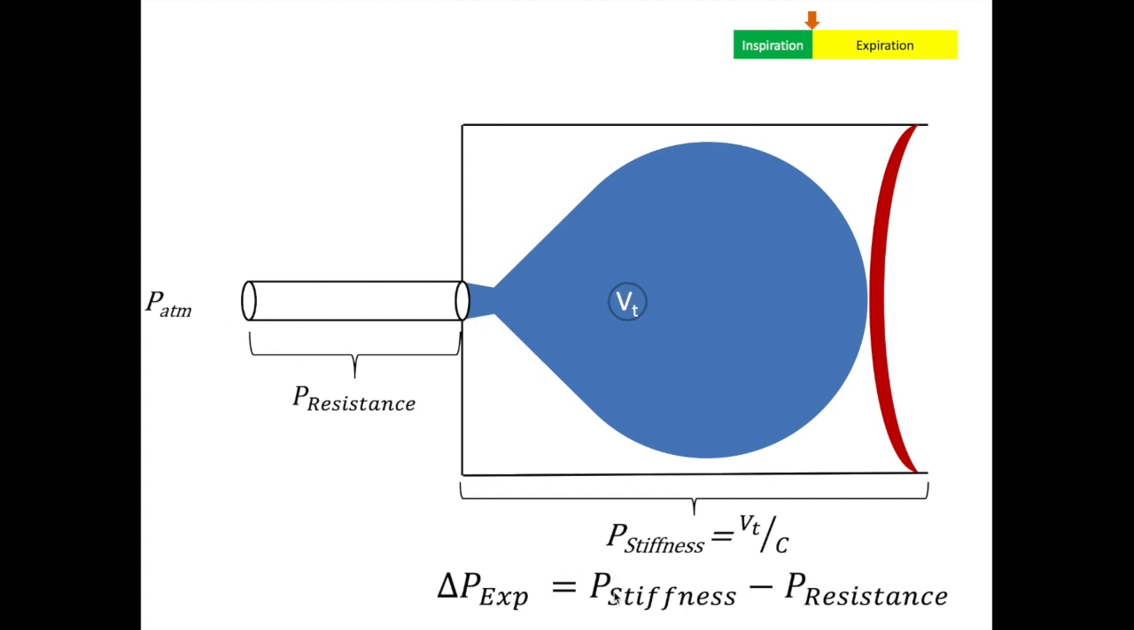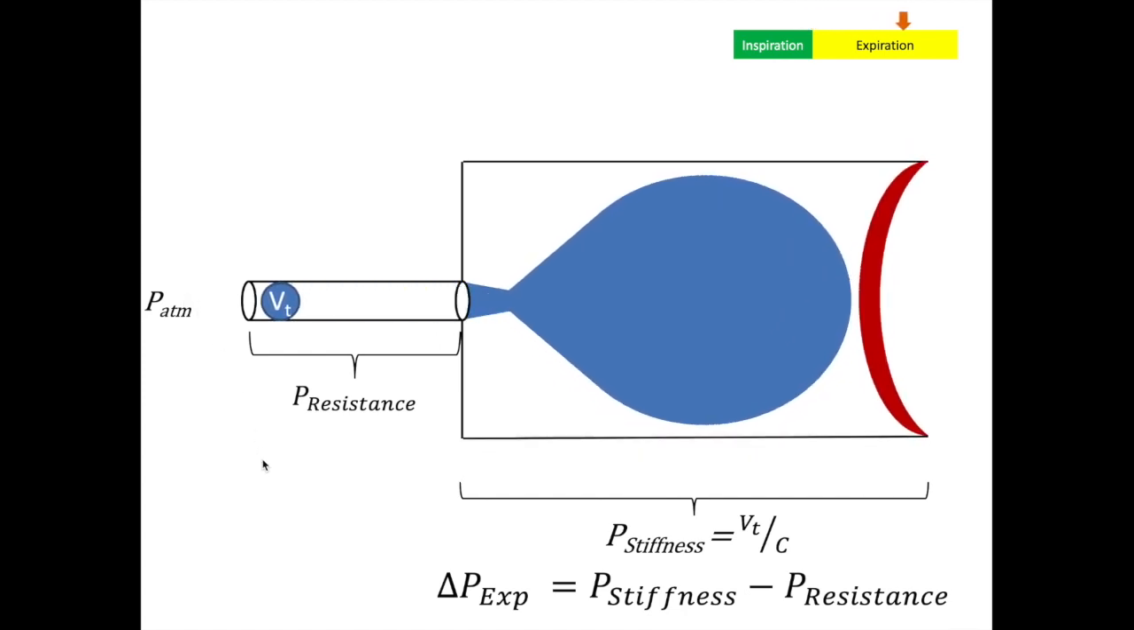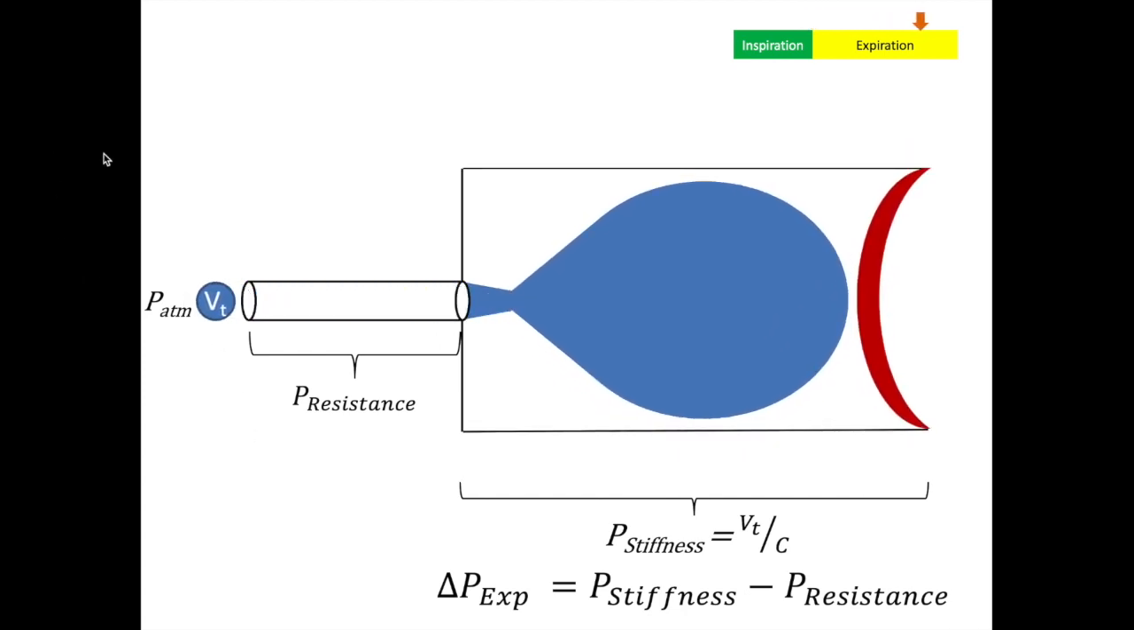That's going to be the pressure created by the stiffness of the lungs and the chest wall minus the pressure created by the flow of air through this airway. And those two things operating together allow this volume of air to be expired. This is important to remember. I think a lot of the time we think about inspiratory pressures when we talk about mechanical ventilation without thinking as much about expiratory pressures.